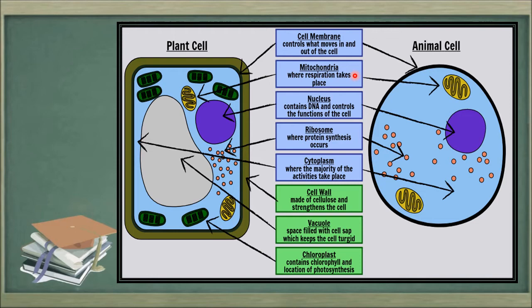The next cell organelle that we need to study is mitochondria. Mitochondria is present both in the plant cell and in the animal cell. It's labeled, you can have a look at the cell organelle. We call it a cell organelle because it's a part of the cell. It's present in both. What is the function of mitochondria? It is the cell organelle where respiration takes place.